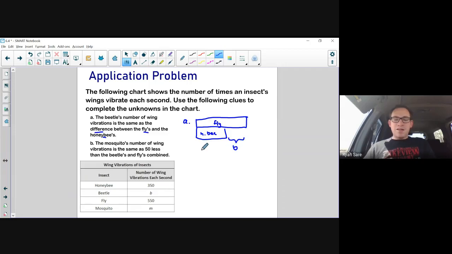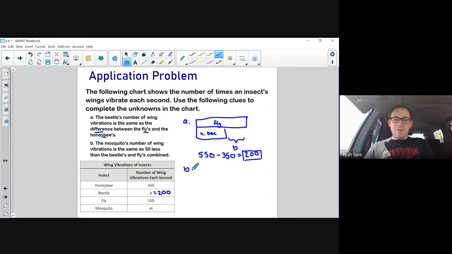Okay? And looking at it, I can write a number sentence for it. The fly's wings beat 550 vibrations a second, and the honeybees are 350 per second. And so what's the difference there? What number could fit right here that completes that? So that's going to be 200. And so my missing value, I'm going to say B is equal to 200. And I'm going to put a box on this. That's how much the beetle's wings vibrate.